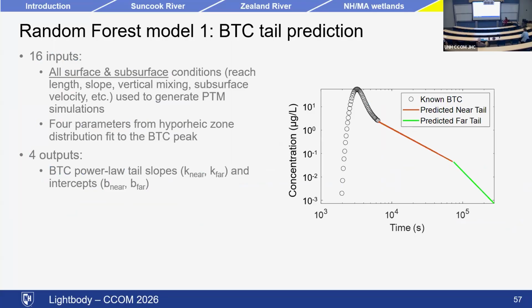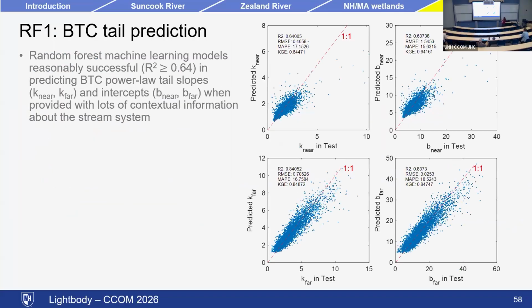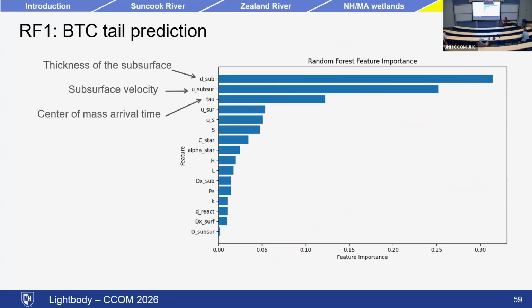And to summarize, if we gave these machine learning models a lot of information about the stream, so if we gave it some information about the stream surface flow and the subsurface flow conditions, then we did a really good job predicting the tail of this distribution. It was terrific. These are the results. I know there's some scatter, but just trust me, I'm about to show you some really bad data.